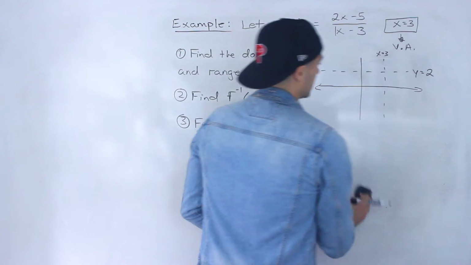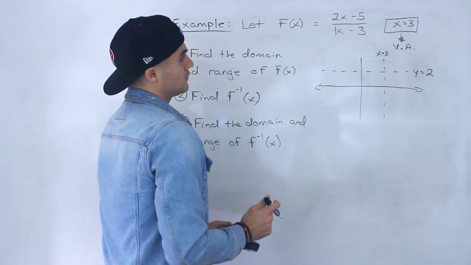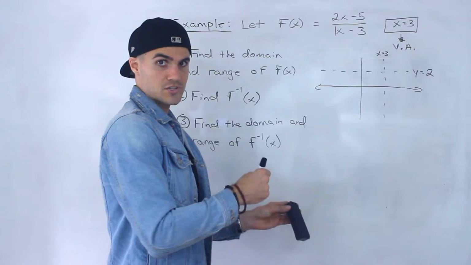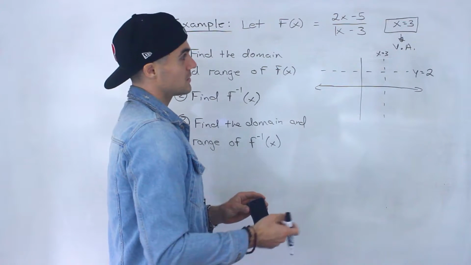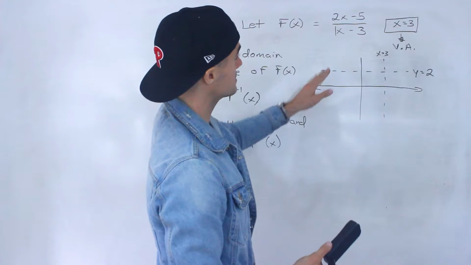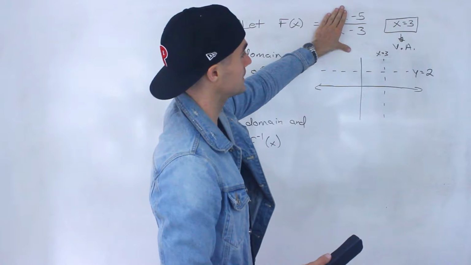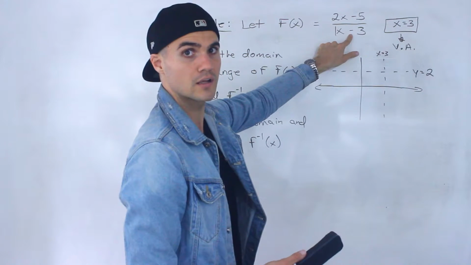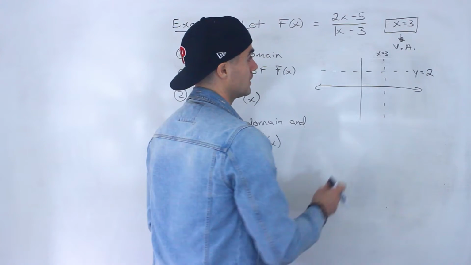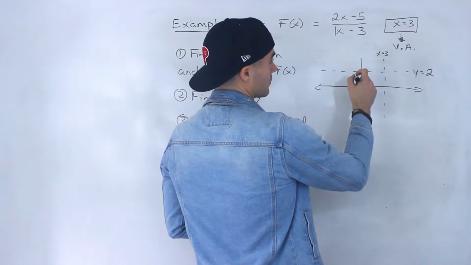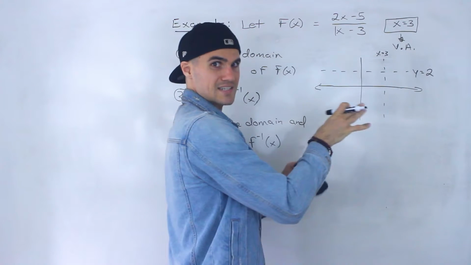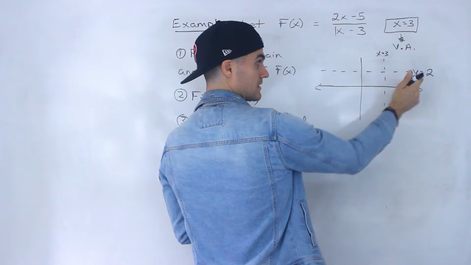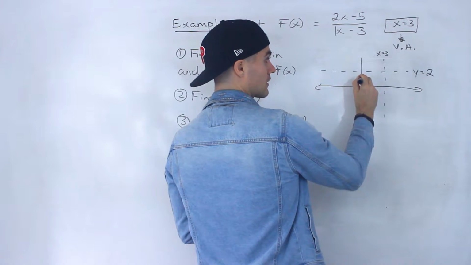Another thing we can do is get the y-intercept and the x-intercept. To get the y-intercept, you plug in 0 for x. Those terms would cancel out, and you'd end up with negative 5 over negative 3, which is positive 5 over 3. That's around 1.67, which is less than 2, so it would be about here.